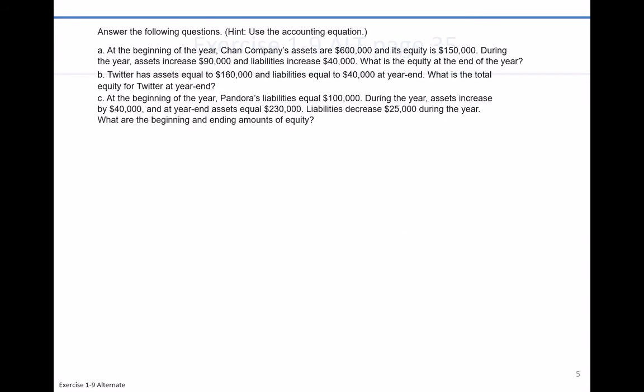Today we're taking a look at an alternate version of exercise 1-9 from page 35 of the textbook. This is chapter 1, introducing financial statements, and this problem is taking a look at how to use the accounting equation. So the problem asks us to answer the following questions using the accounting equation.